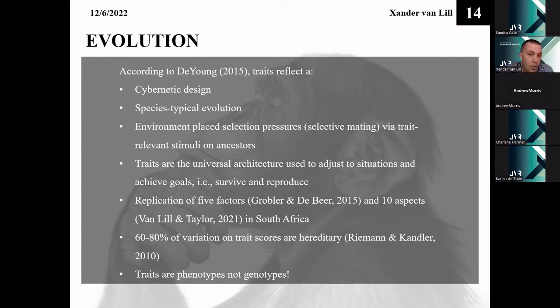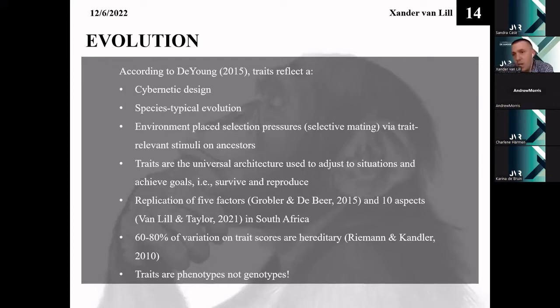And in order to prove the universality, like I mentioned, you have to show that it can be replicated across other countries. And there certainly have been some studies that have been able to replicate the 5-factor model and the 10 aspects in the South African context. I think on the BTI, there was a study done by Grobler and de Beer on, I think, 100,000 respondents to look across language groups at whether the 5-factor model replicates in the South African context. And Dr. Nicola Taylor and I have also been able to replicate the 10 aspects, something that I'll speak about a little bit later, in the South African context.